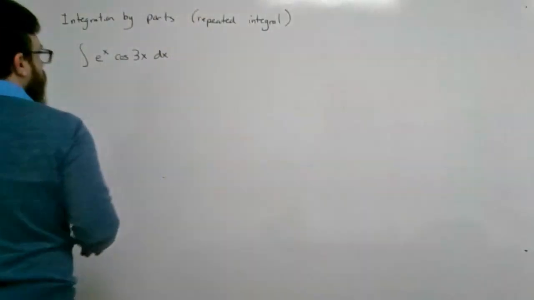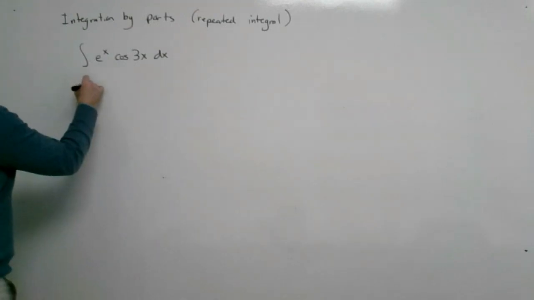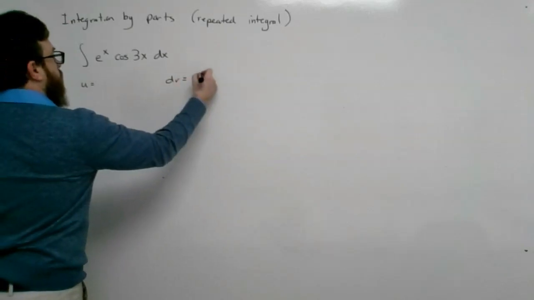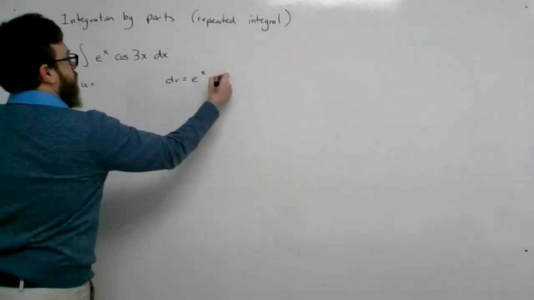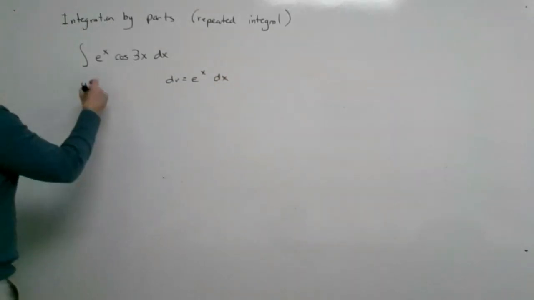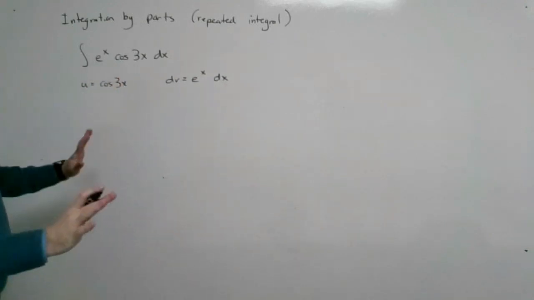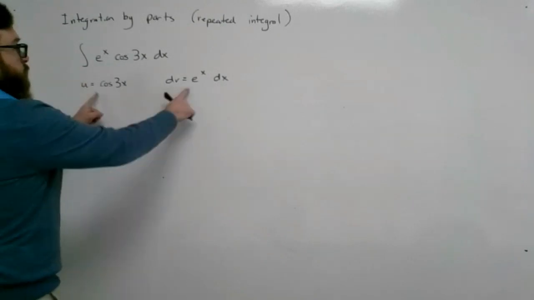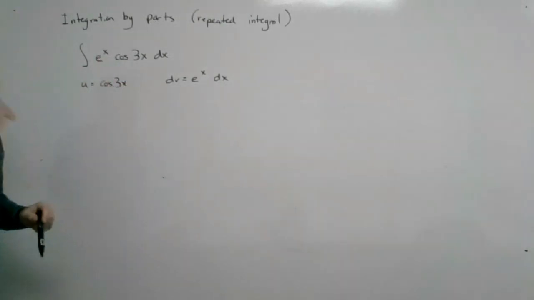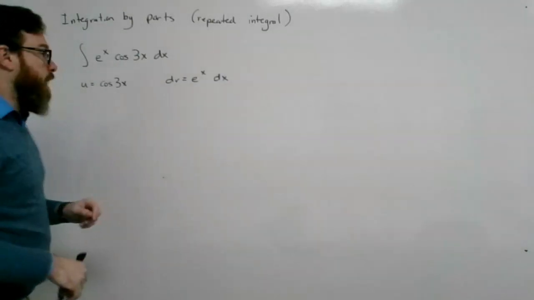All right, so this will end up being a repeated integral, and here's the reason why. When I set up my u and my dv, I tend to make my dv the exponential function when I can, because it's really easy to integrate. And then my u is going to be my cosine function. Sometimes it matters and sometimes it doesn't. There are times when you can switch these and it'll still work, but there are other times we can't, and you'll know because the second part of the integral will get more complicated.